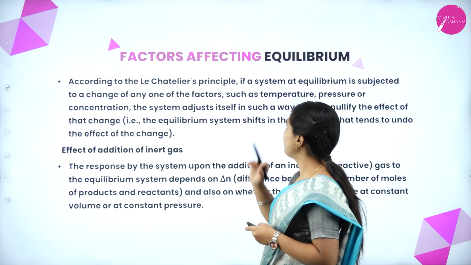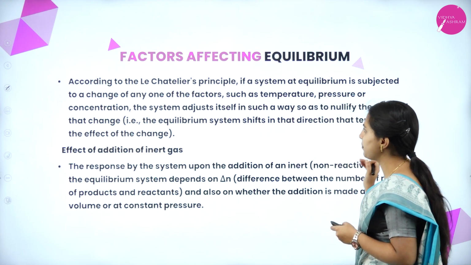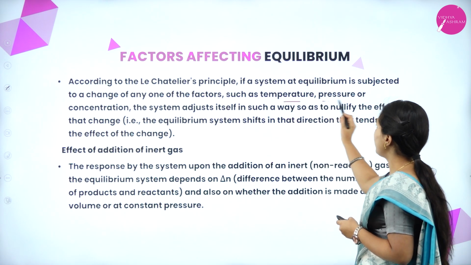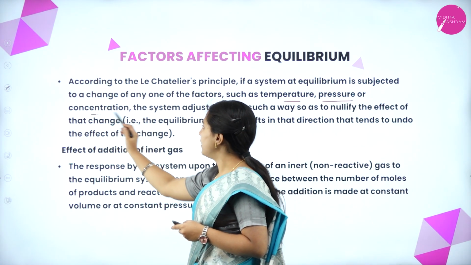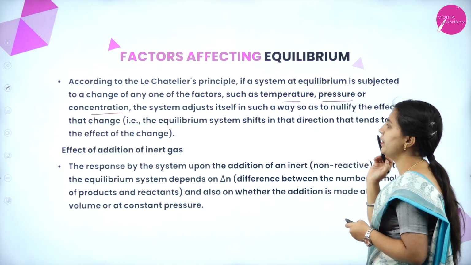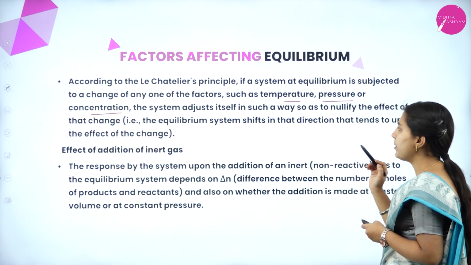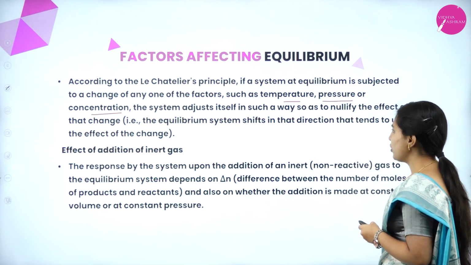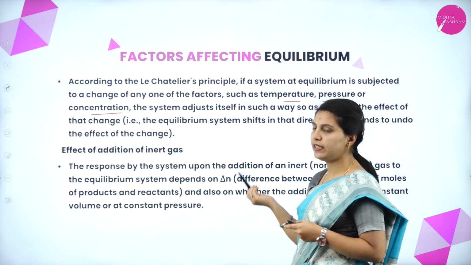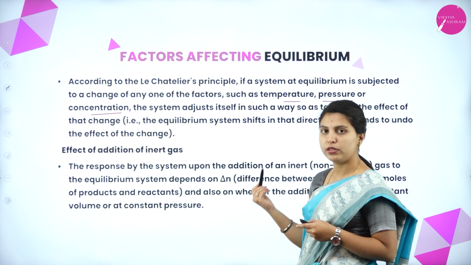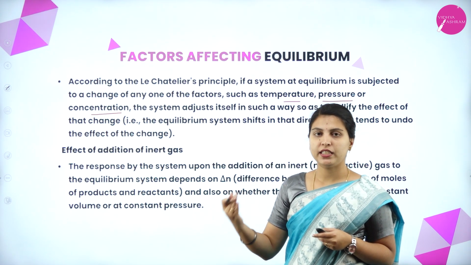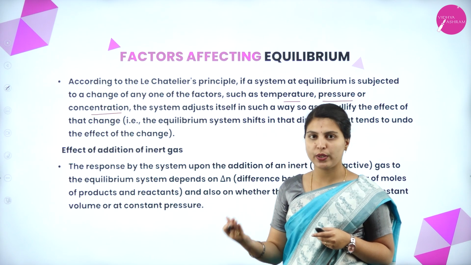According to Le Chatelier's principle, if a system at equilibrium is subjected to a change of any of the factors such as temperature, pressure or concentration, the system adjusts itself in such a way as to nullify the effect of that change. That is, the equilibrium system shifts in the direction that tends to counteract the effect of the change. This is what Le Chatelier's principle tells us. We know that wherever the stress is minimized, the direction of the reaction will move towards that side.